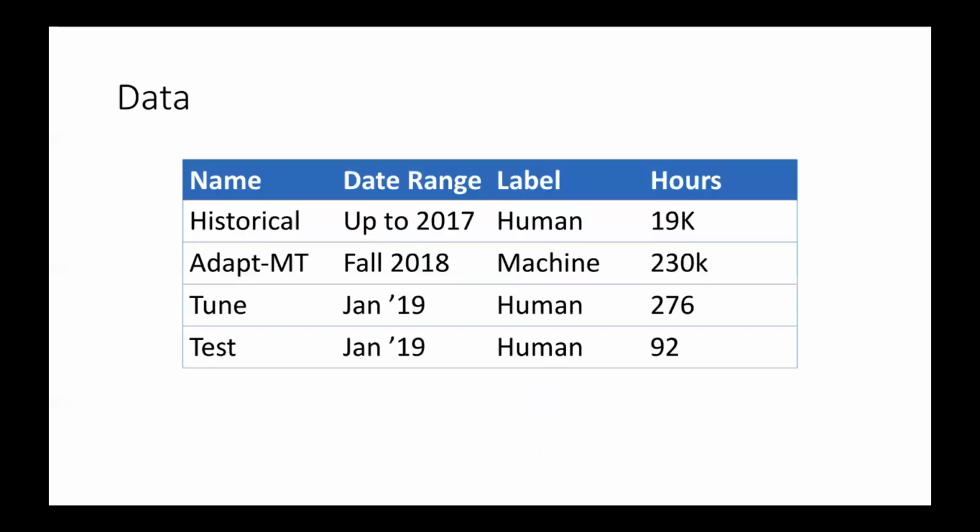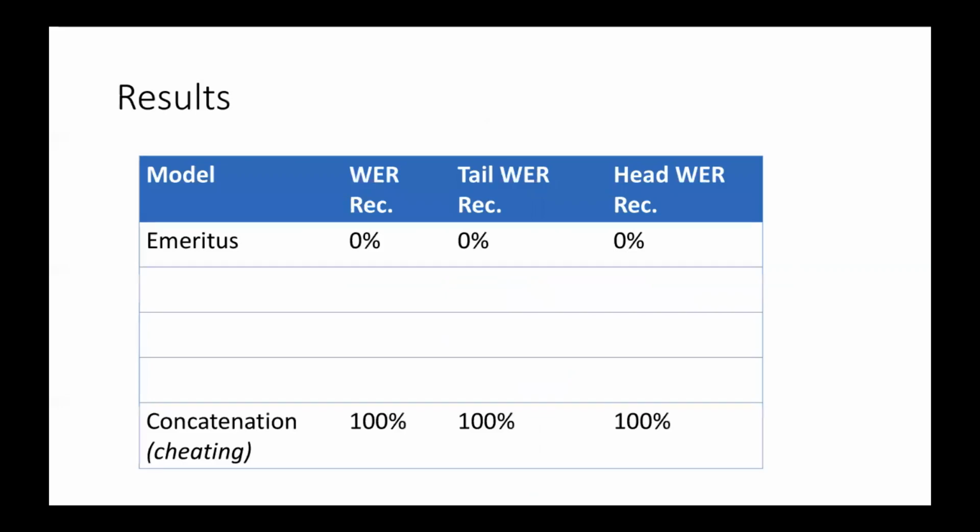Our corpus was a collection of anonymized voice assistant recordings where we simulated transcription ceasing after December 2017, and our test data was January 2019. All of our models use the same 10,000 word piece vocabulary and were unidirectional LSTMs. Our baseline is the emeritus model only, and our upper bound is assuming that we can continue to transcribe data and we can concatenate old and new human transcripts through fall of 2018. We report word error recovery, that is the fraction of the total possible gain between the emeritus and our upper bound concatenation.